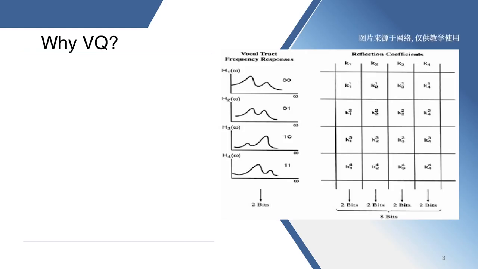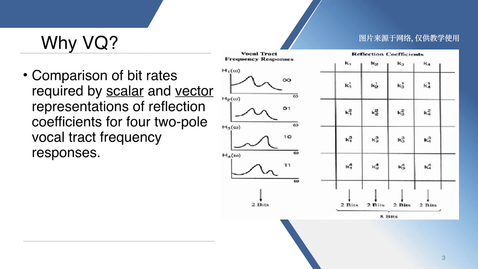In the coding with vector quantization, the input data is divided into several groups and quantized in groups. That is, the numbers in each group are regarded as a multidimensional vector, and then are quantized in units of vectors. The figure shows a comparison of bit rates required by scalar and vector representations of reflection coefficients for 4 two-pole vocal tract frequency responses, H1(ω), H2(ω), H3(ω), and H4(ω).